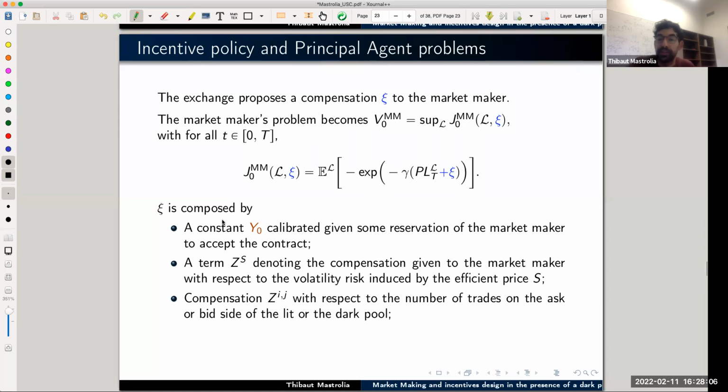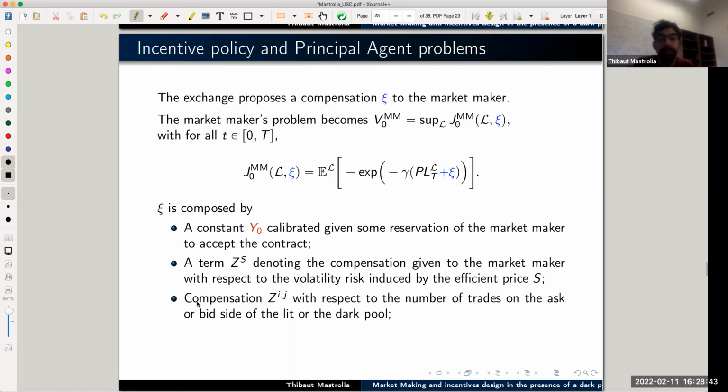For example, we know that the market maker will not accept to pay a lot of money to deal on your market. So you have to be sure that Y0 is bigger than some quantity, so that the market maker will have, let's say, a safe cushion to trade on the market. We'll assume that you give a compensation to the market maker with respect to the efficient price. So depending on the efficient price that you will observe over the long time you have in mind, you propose to the market maker a compensation.